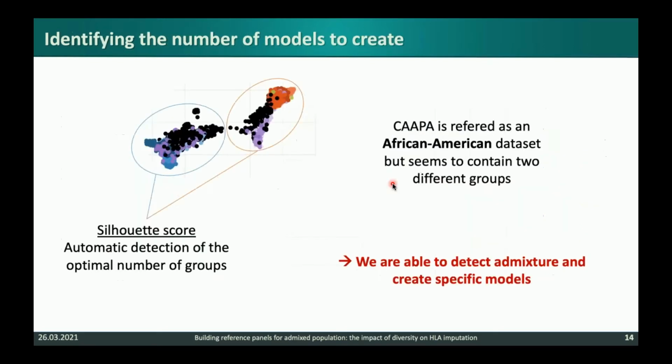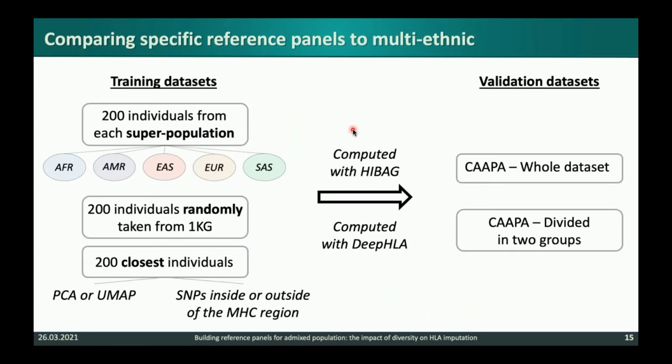Once we saw this, we wondered whether we could automatically detect those ancestry groups in an admixed population and create two different models for one population, for the kappa population. Once we can do that, we can evaluate whether it is a good thing and whether it brings something to HLA imputation. To give an overview, we made a protocol to evaluate this, which worked with the two datasets that we have: the 1000 Genomes, which is used for training, and the kappa, which is used for validating our model.